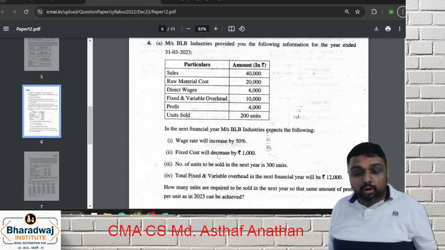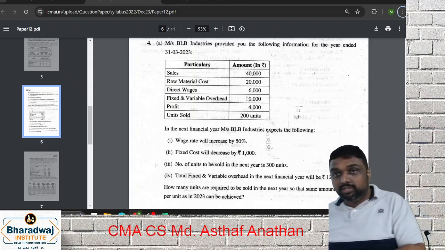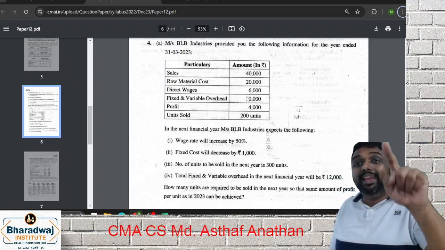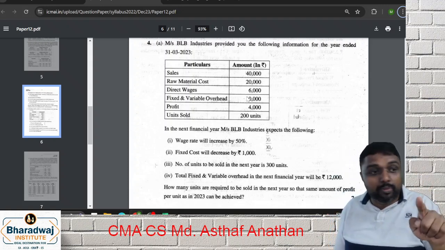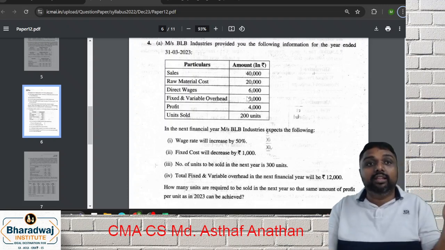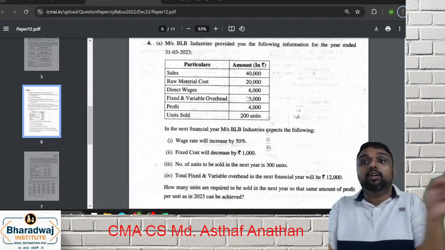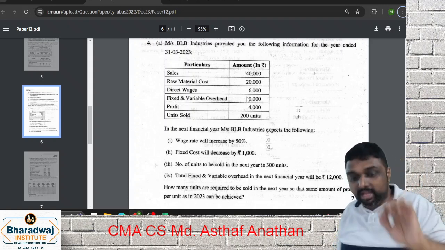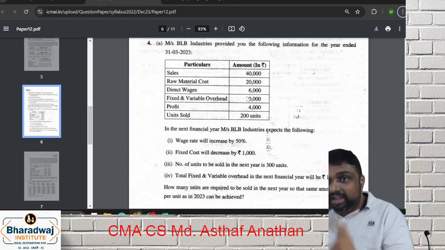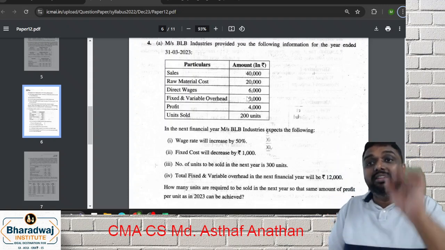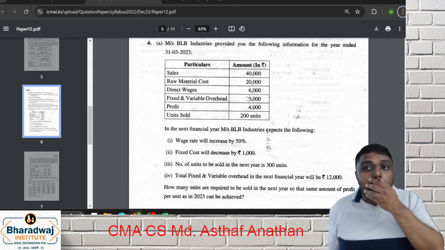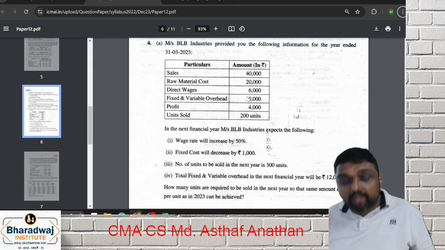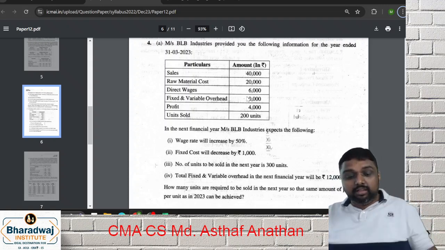Suppose fixed cost is decreased by. So 10,000 becomes 12,000. Actually, fixed cost is decreased by 1,000, so 10,000 should be 9,000. Now it is 12,000. So the change in variable cost is 3,000. If the change in variable cost is 3,000 and change in unit is 100, your variable cost will be 30. Instead of 10, your variable cost will be 30.